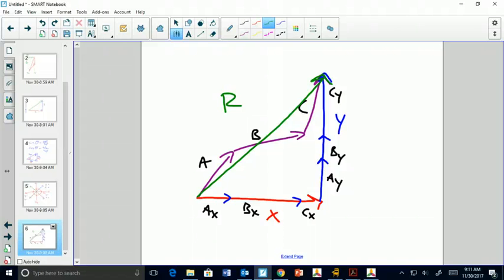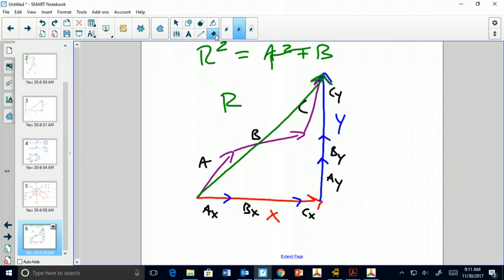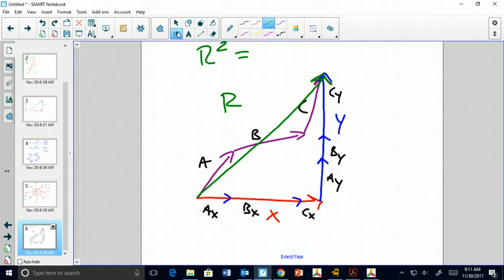So the resultant would simply be, remember, because r squared equals a squared plus b squared, or let me use x and y, r squared would simply be x squared plus y squared. All of these plus all of these would give me r squared. Does that make sense?